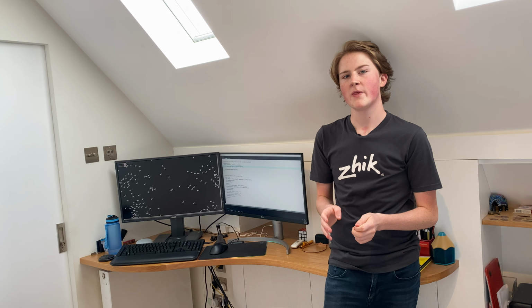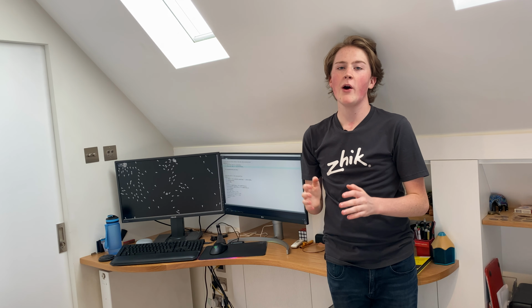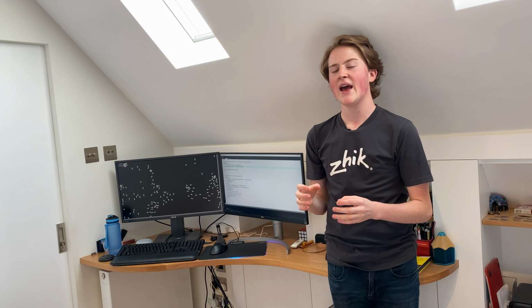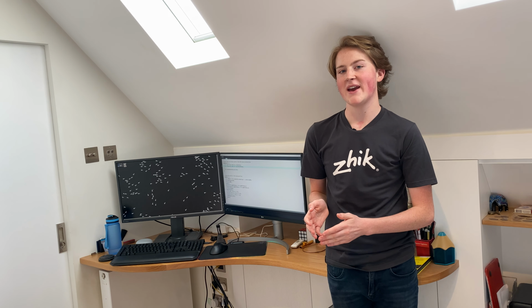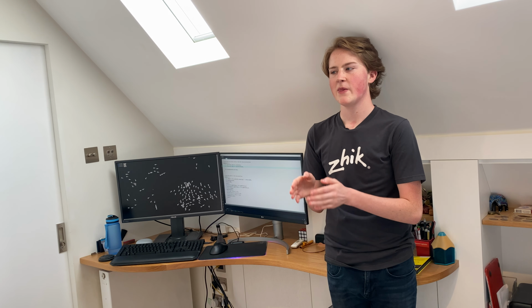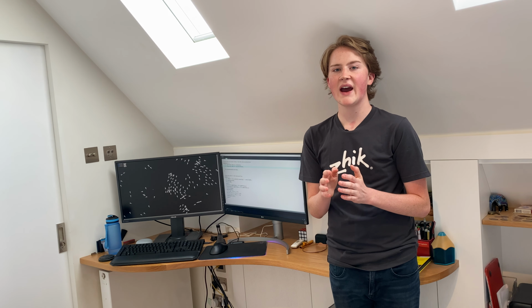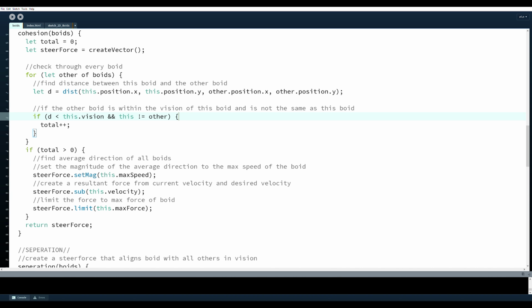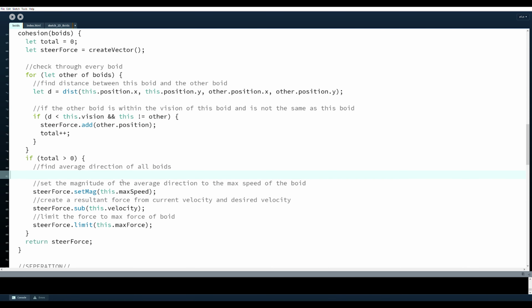The next rule that we have to focus on is cohesion. Cohesion is where all the Boids try and share an average position. And I coded this almost exactly the same way as I did the alignment rule. I found all the Boids that one Boid was able to see. Then, instead of adding up all of their velocities, I added up all of their positions and took an average to get the average position of where all the Boids were.